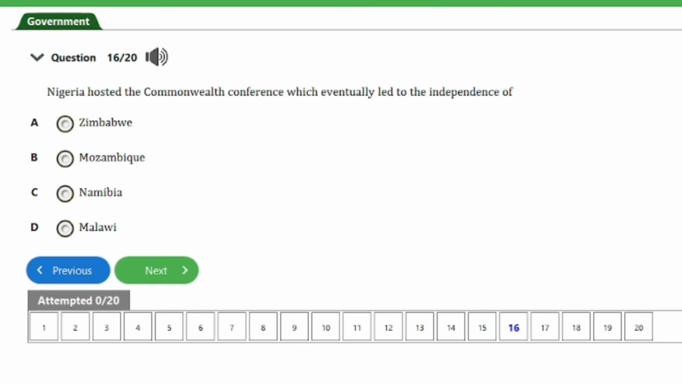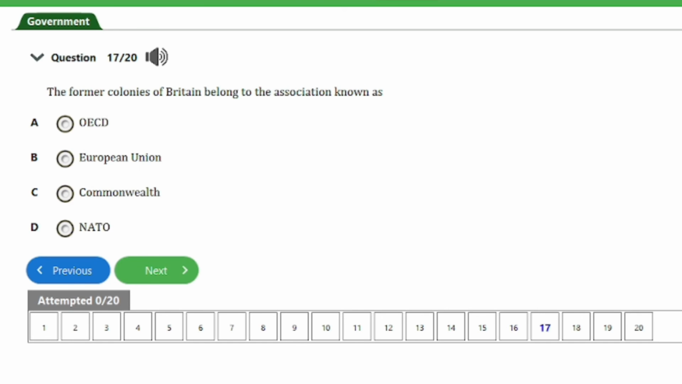So we have here question number 17. It says, the former colonies of Britain belong to the association known as A, OECD, B, European Union, C, Commonwealth, D, NATO. So guys, the answer to this question is option C, that's Commonwealth. And that's it for this question. So let's head on to the next one, guys.